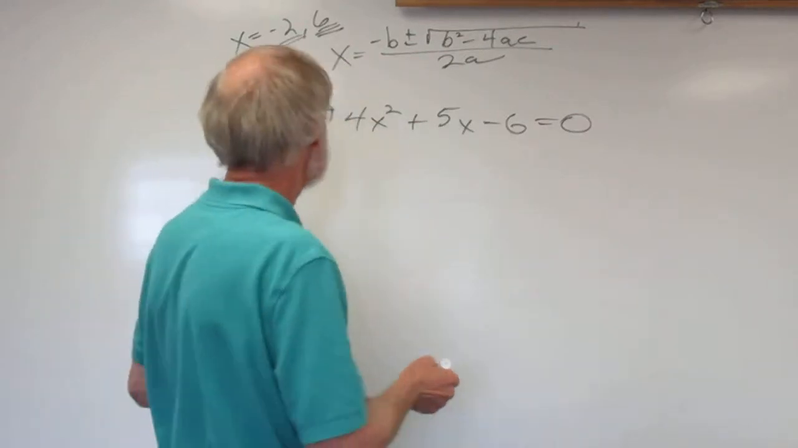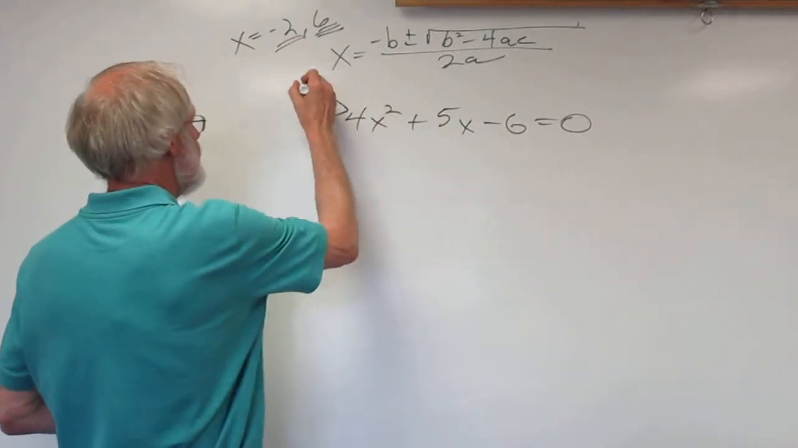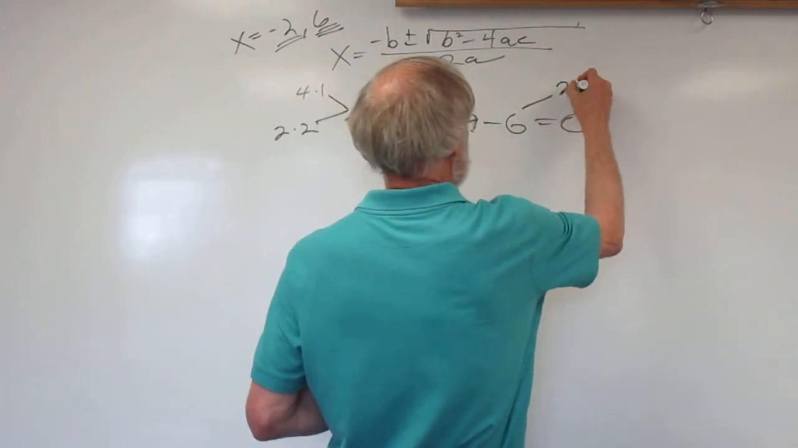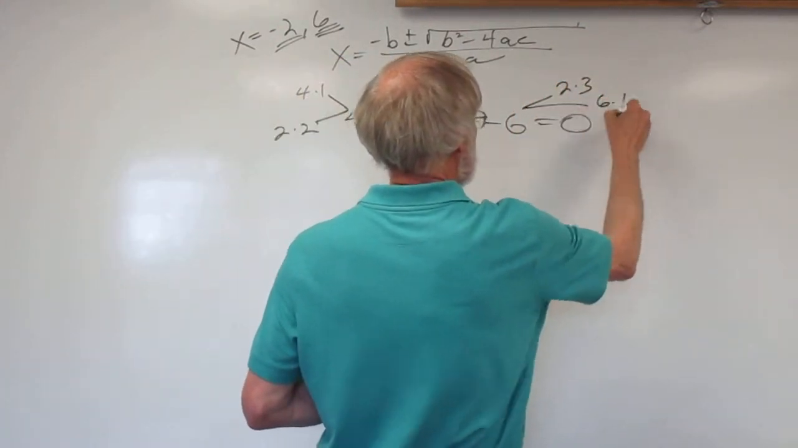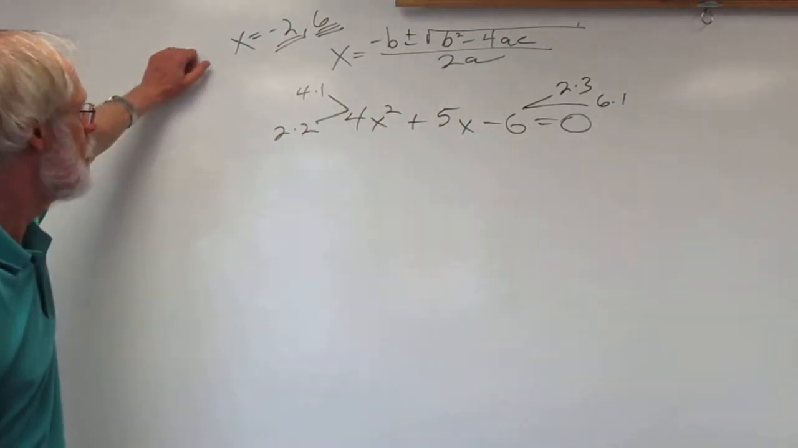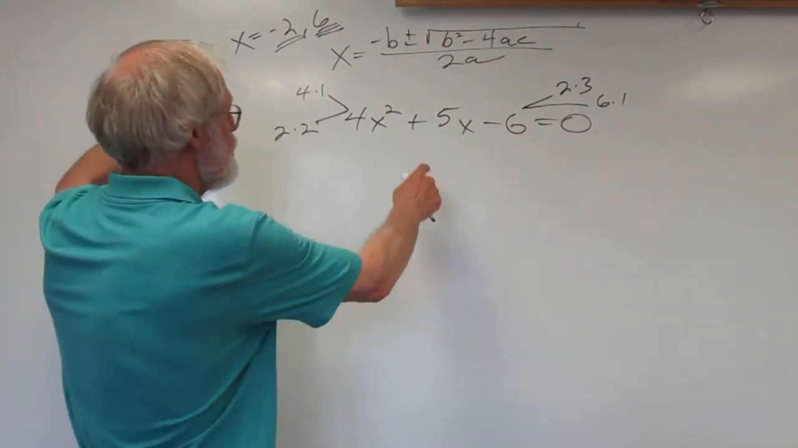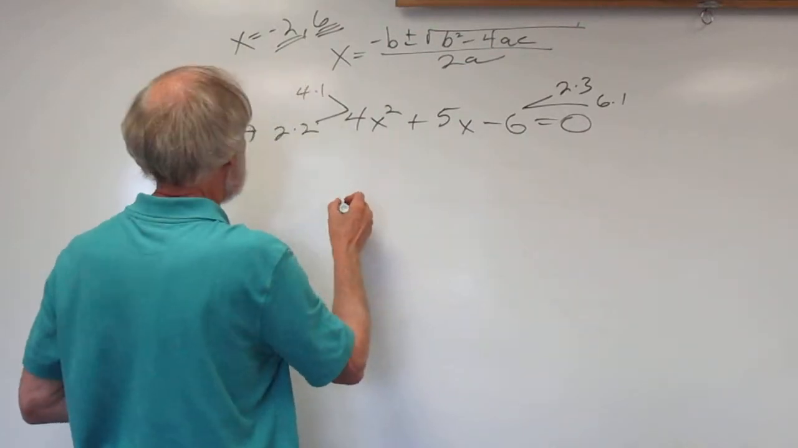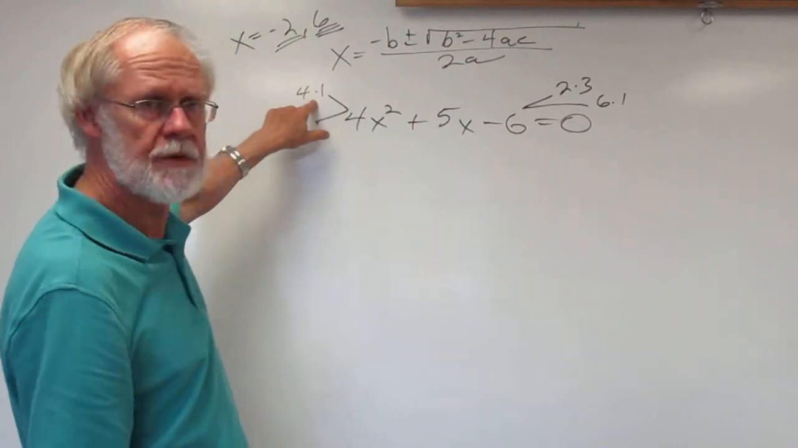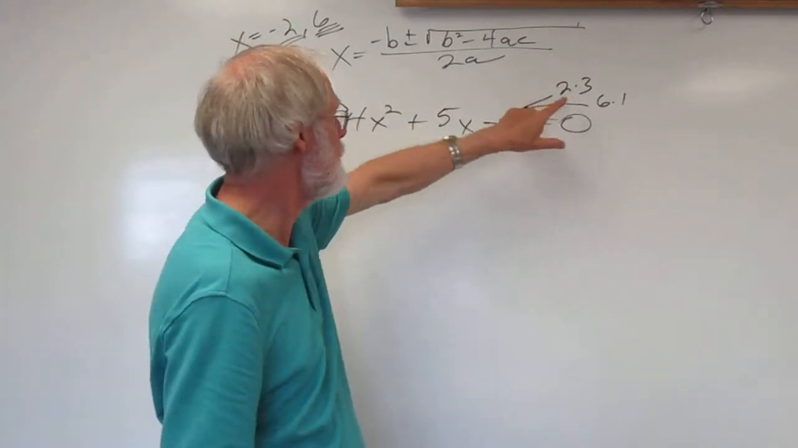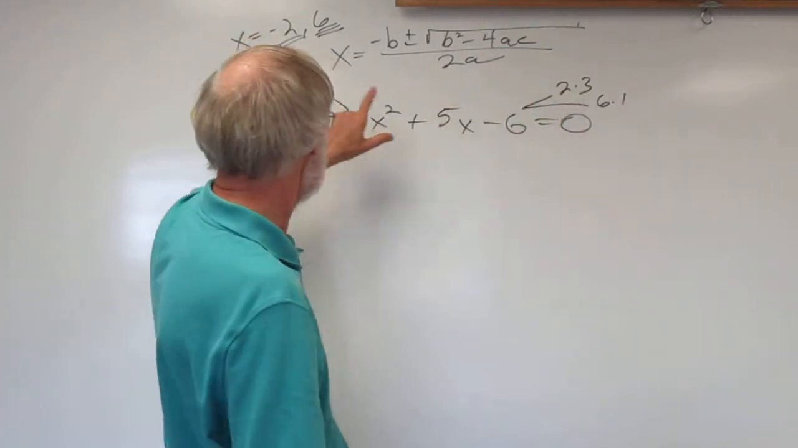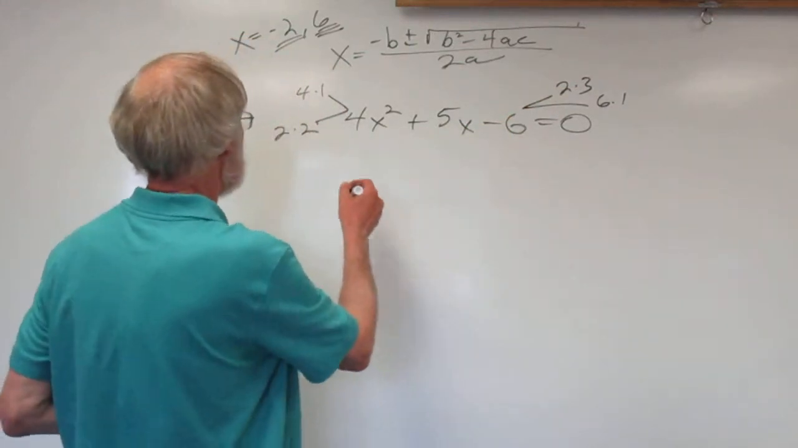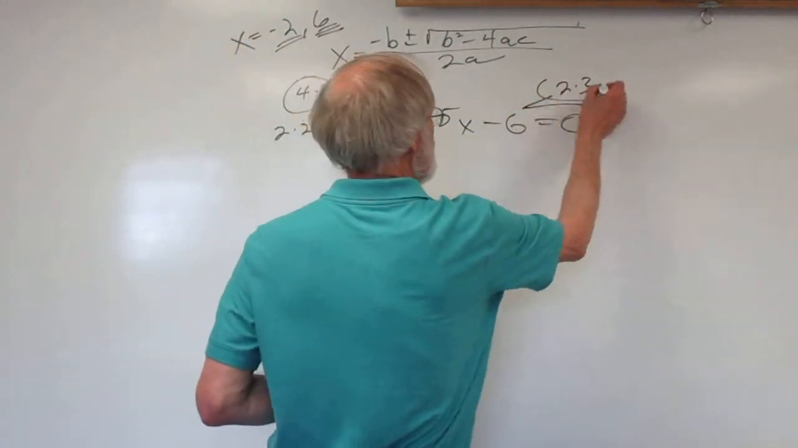Now, just to factor this, this could either be 4 times 1 or 2 times 2. This could be 2 times 3 or 6 times 1. All right, now what we need in the middle is a 5. And we're going to have signs of plus and minus. Let's start with 4 times 1 and 2 times 3. 4 times 2 is 8. 1 times 3 is 3. 8 minus 3 is 5. That looks like a good possibility. So we will try that.